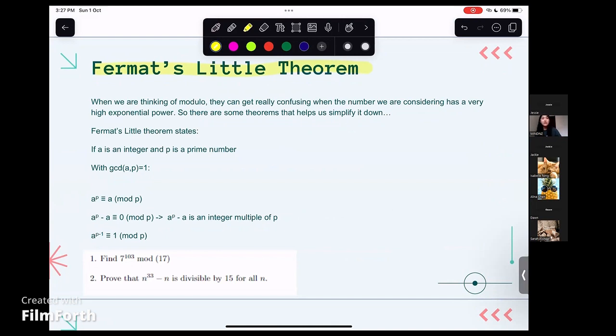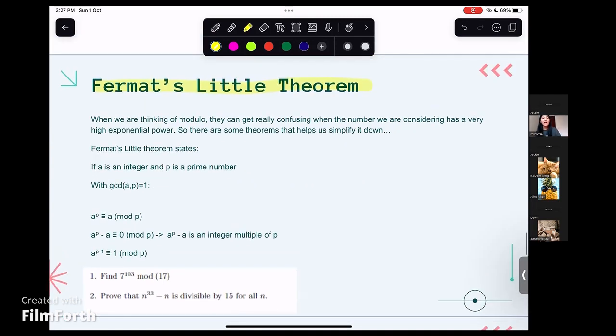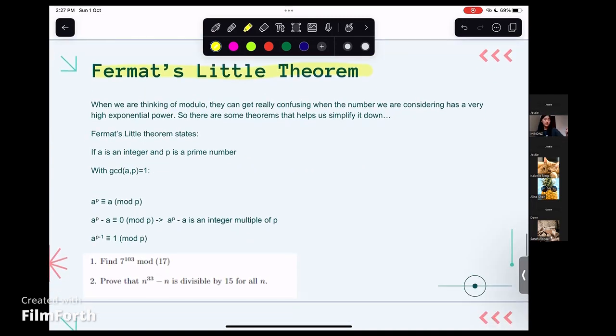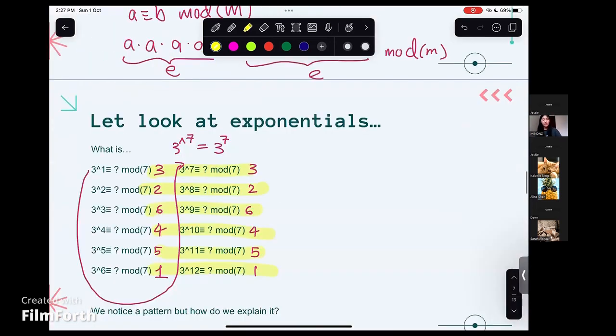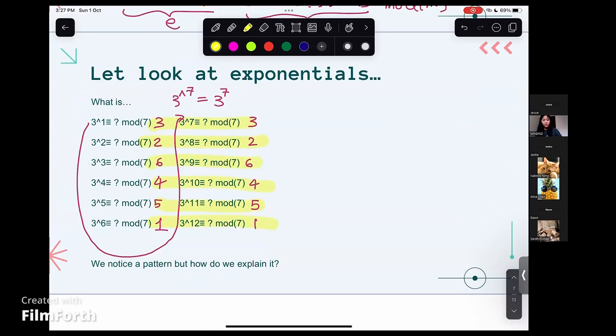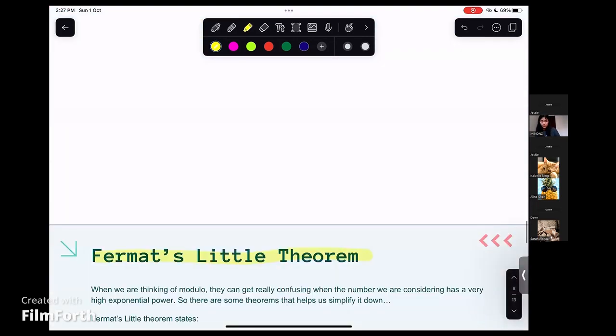So there are a lot of theorems that you can use to help simplify this a lot. And it kind of accounts for any patterns you might see going down the list like we did before. So there's a pattern, and we can explain this pattern using Fermat's little theorem. So what does it say?